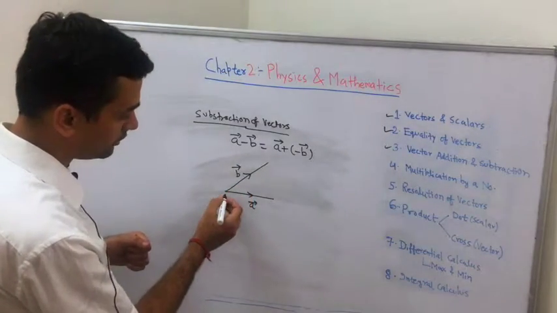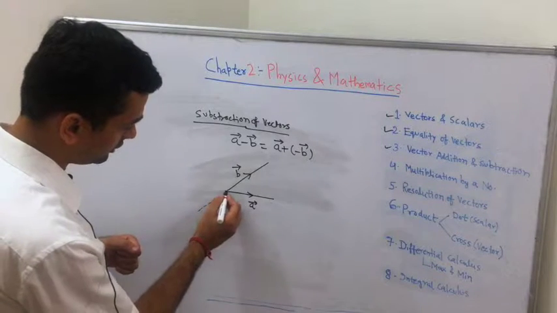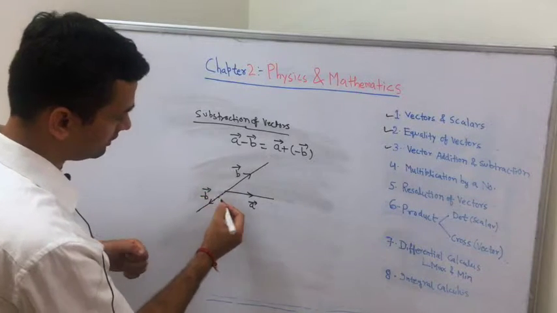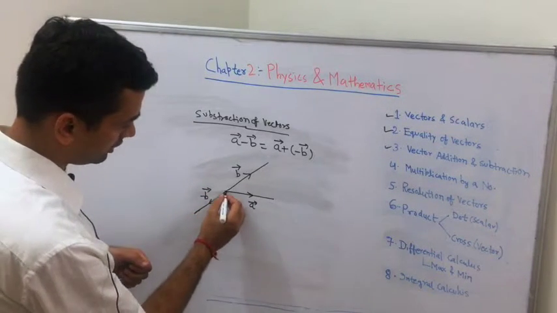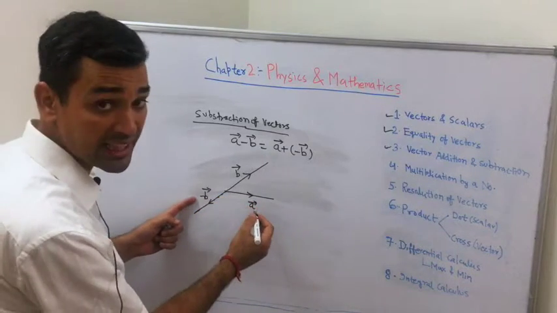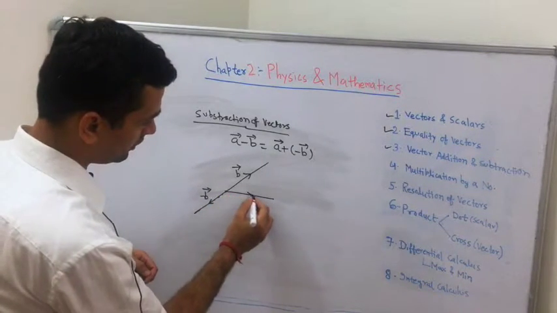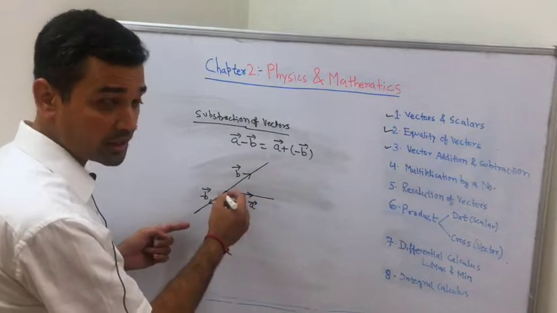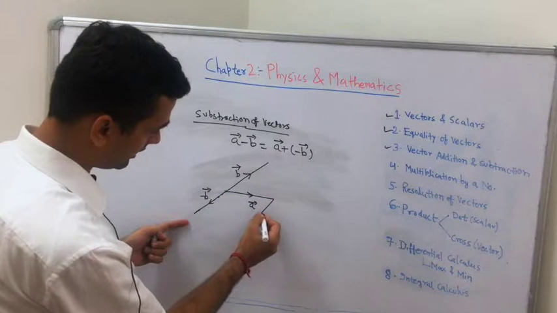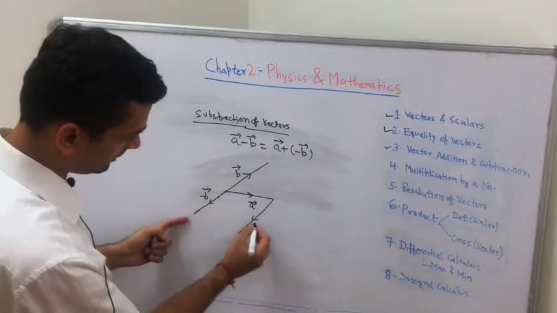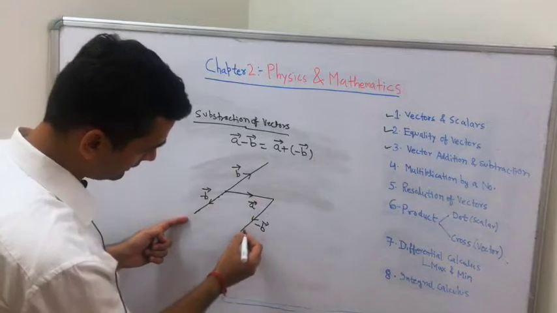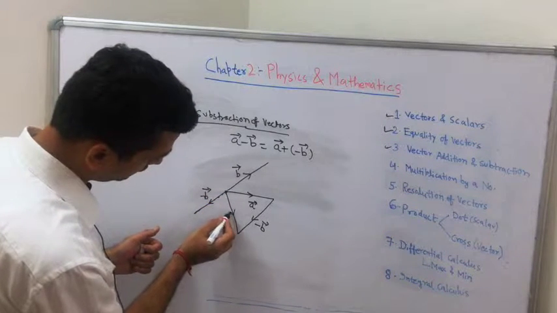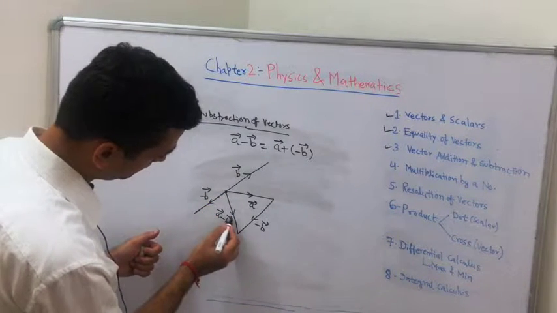So what will I do? I will just reverse B. So this was plus B, so this is minus B because I have reversed the direction. Then I need to add this minus B with A. So how do I add? There should be continuity between the two vectors. So I transpose this minus B here, so there is a continuity now. Then I join this point with this, so this gives me A minus B.